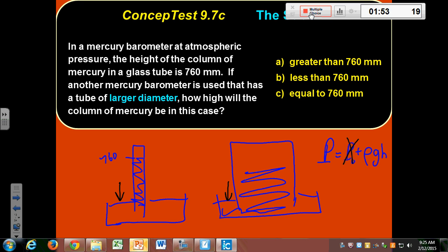So my pressure, which is 1 atmosphere if I'm at sea level, is equal to the density of the mercury, which is the same in both barometers, times g, which of course is the same, times h. And now I want to know how high will this column of mercury be for this big old barometer.